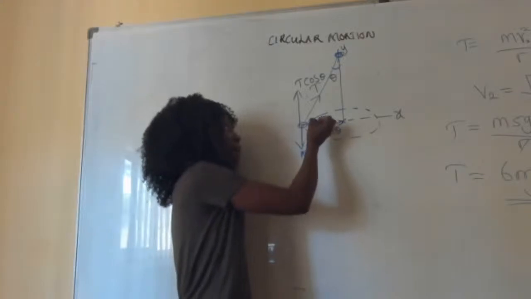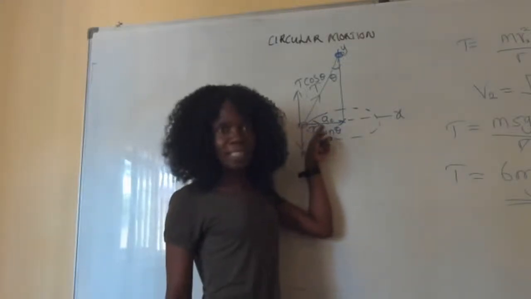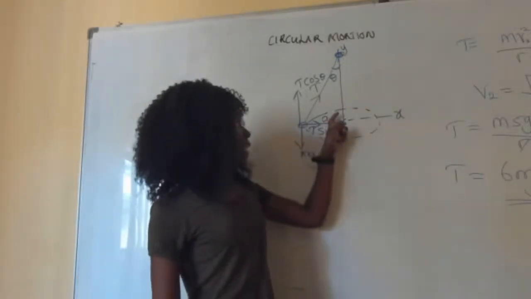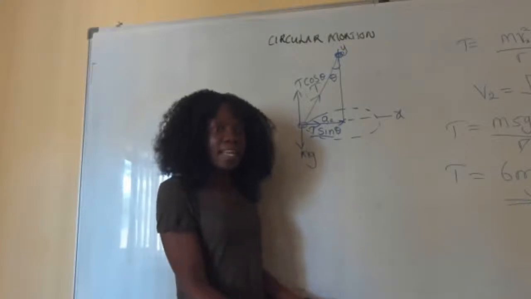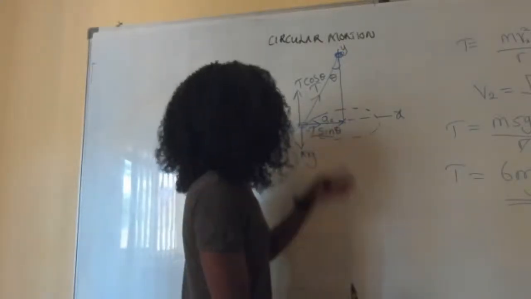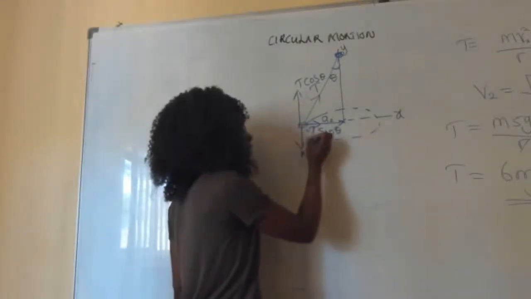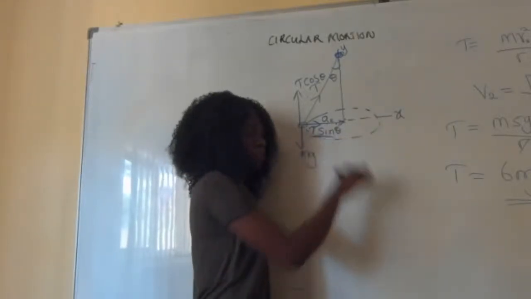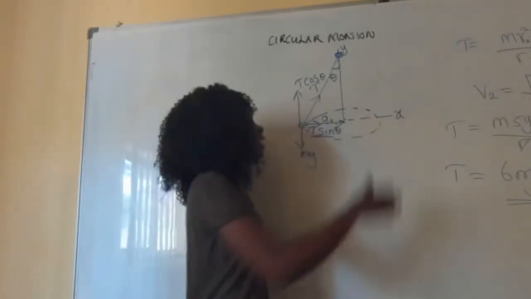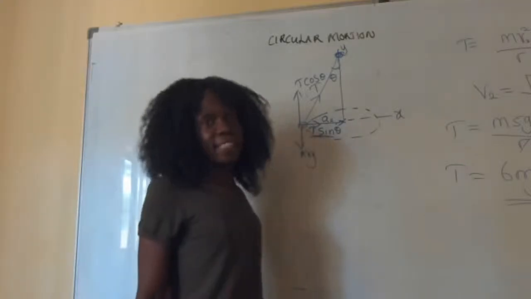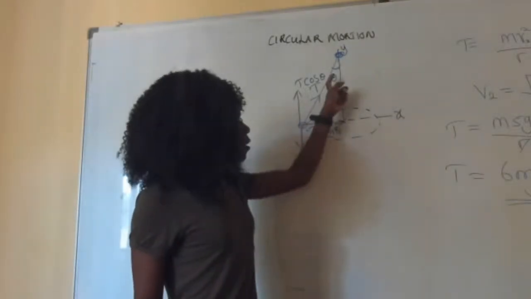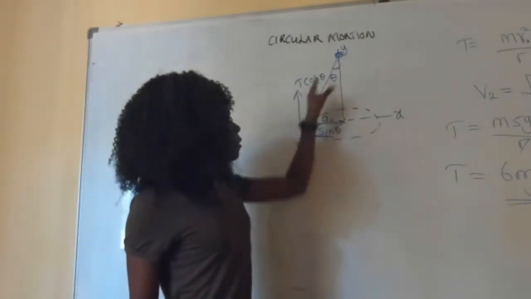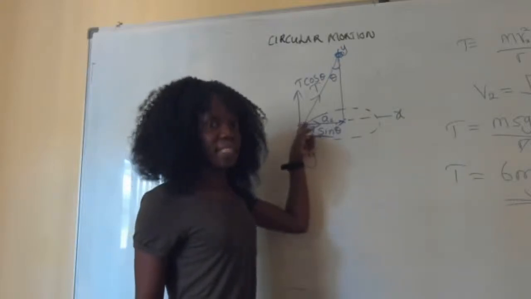So from here I'm able to tell that the force which is in the same direction as the acceleration is just T sine theta. Hence the force responsible for the acceleration is T sine theta. My direction is towards the center of the circle and the force responsible is T sine theta. Now the question is, what is the angle theta? For us to know what the angle theta is, let's try to resolve the forces acting on this sinker.